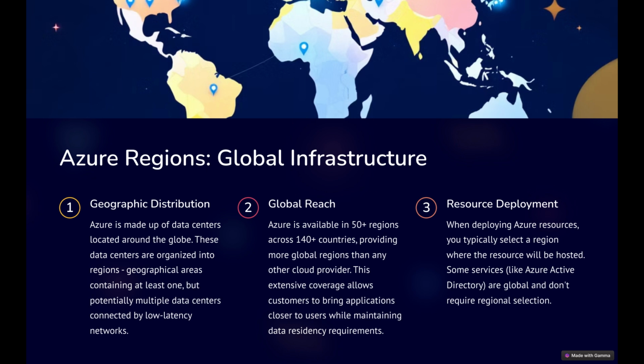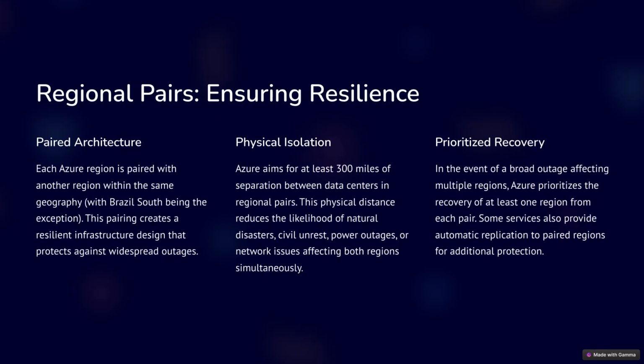Okay, that's a good distinction to make. Regional versus global services. They each play a different role in the overall architecture. But let's keep moving. We've got resilience to talk about. Okay, slide 3. Regional pairs. Ensuring resilience. This is about how Azure is designed to keep your services running even if something goes wrong in a particular region. And it all comes down to these regional pairs.